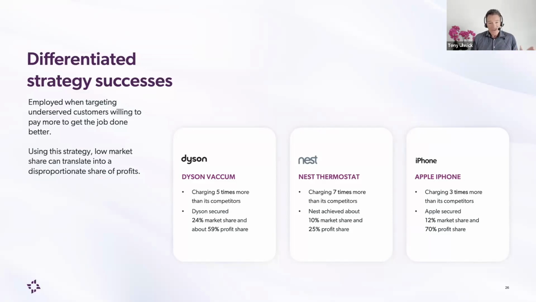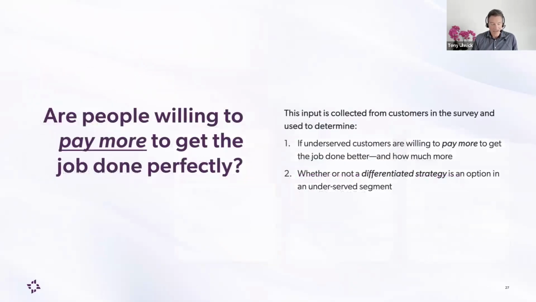You can't pursue a differentiated strategy if there isn't a group of people that are highly underserved and willing to pay more to get the job done better, right? You could attempt to, and it would fail because there's no customer population that lines up with that dynamic. So we asked the question in the surveys. We asked, are people willing to pay more to get the job done perfectly?